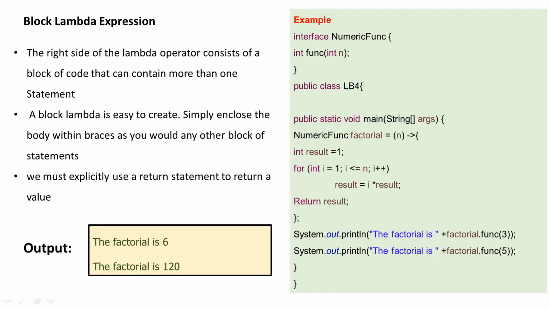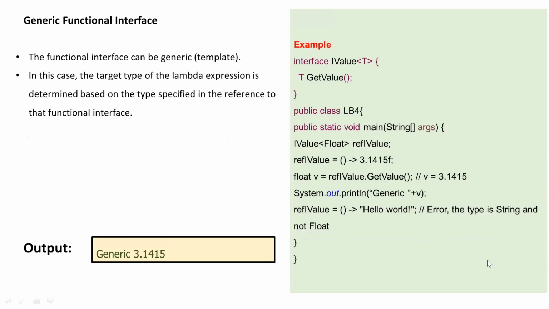Now you're going to use a block lambda expression. Block lambda expression means: interface NumericFunc, int func, int. public static void main. NumericFunc factorial equal to parenthesis n, arrow mark, curly brackets. This is factorial, where you store a value. int result equal to 1, for int i equal to 1, i less than n, result equal to i into result. Return result. Now how will you access this? Factorial is the lambda. Here is the value: factorial.func, the method used in the interface. Like this you will access it.